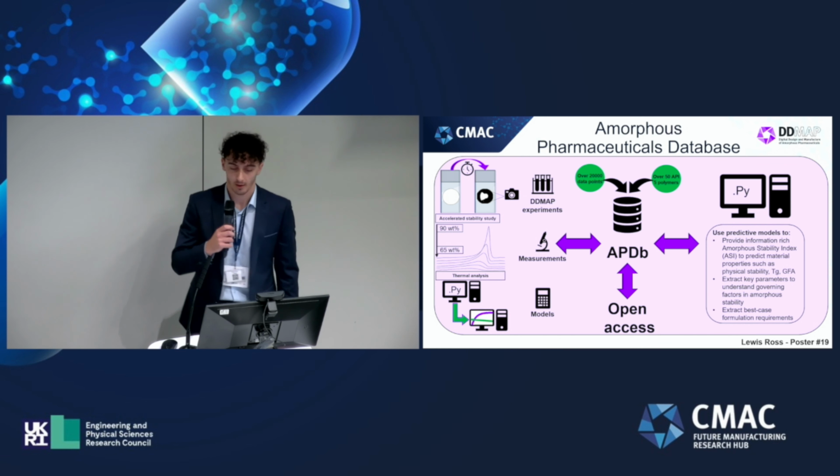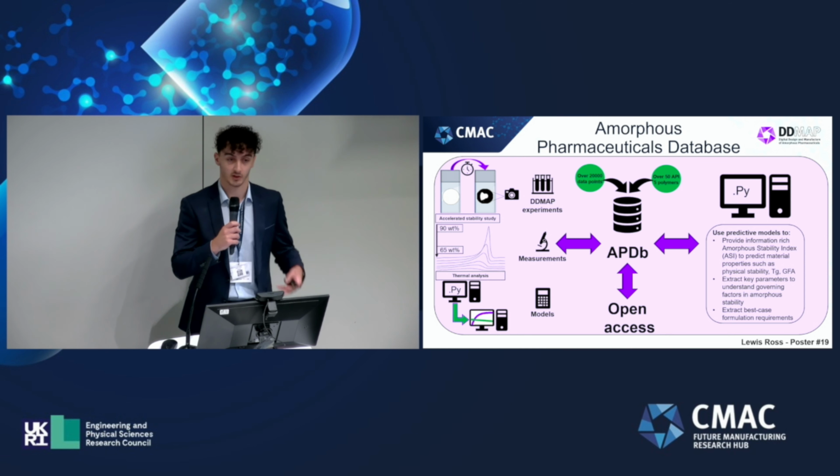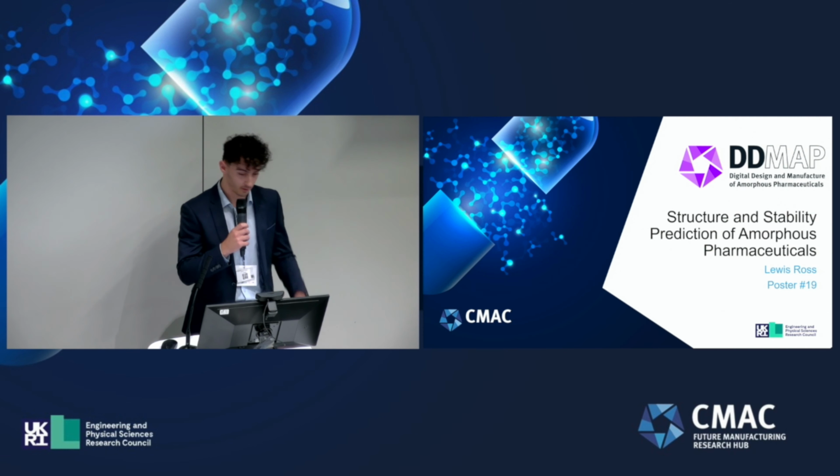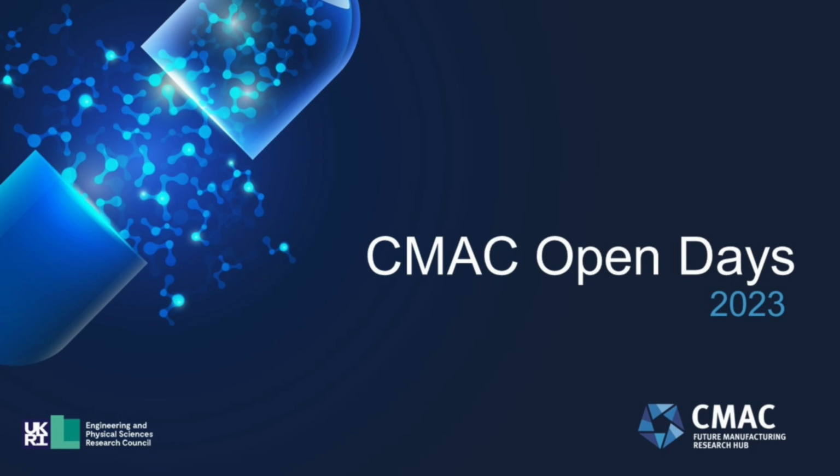From this, the overall outcome that we hope to get, using all this data, is to build predictive models, such as an amorphous stability index, as we like to call it, which will allow us to predict material properties, such as the overall physical stability of the amorphous systems, the glass transition temperature, or the glass formation ability. We also hope to use all these parameters and extract the key governing factors of the amorphous stability. So I'm at poster 19, and I hope to see you in the DDMAP showcase.